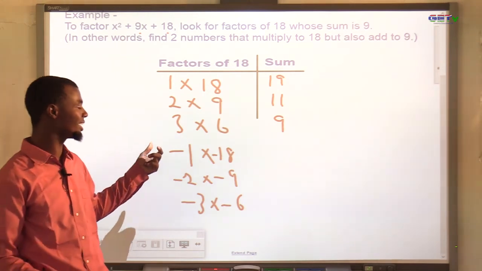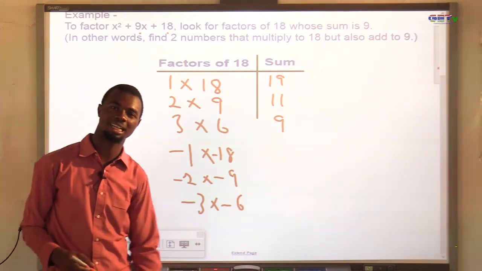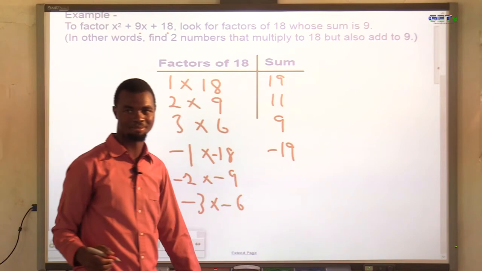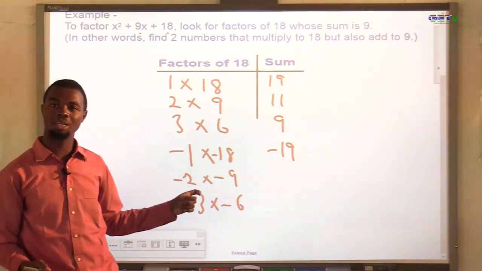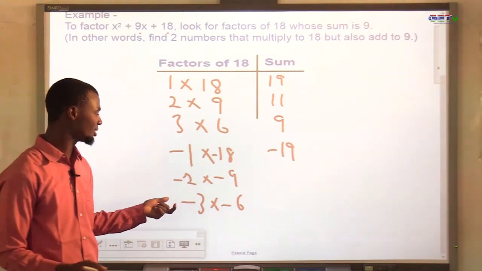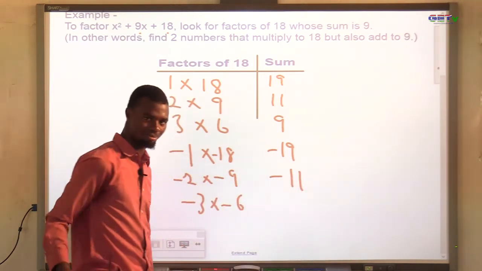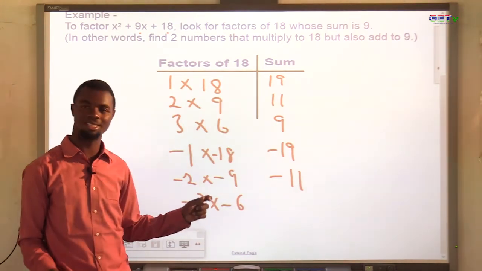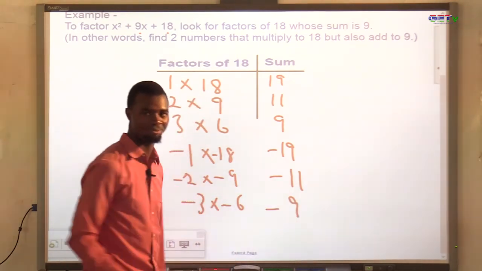The sum of negative 1 and negative 18 is negative 19. We look at the next one, the sum of negative 2 and negative 9. The sum of negative 2 and negative 9 is going to give us negative 11. The sum of negative 3 and negative 6 will also give us negative 9.